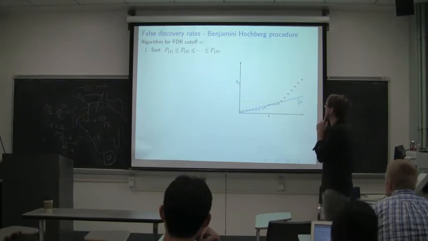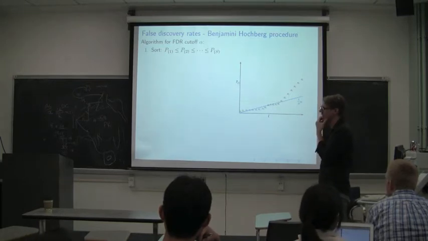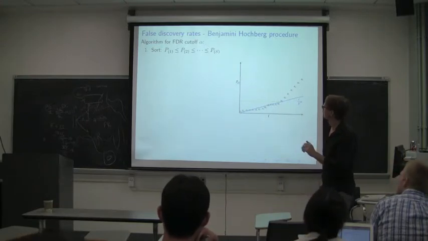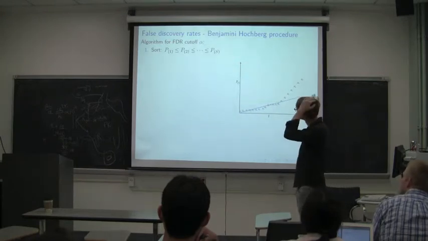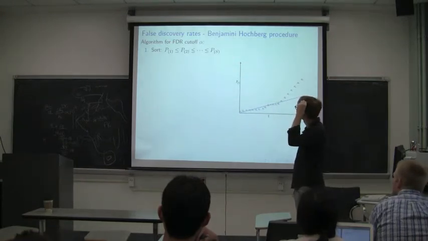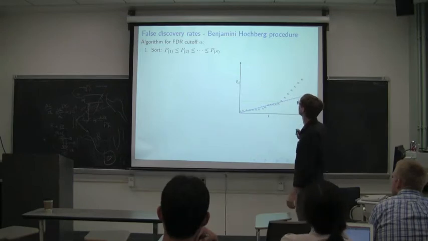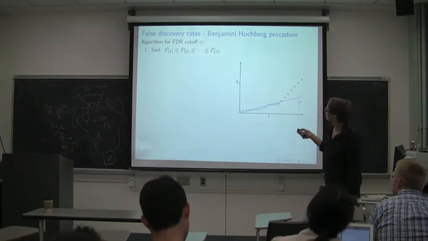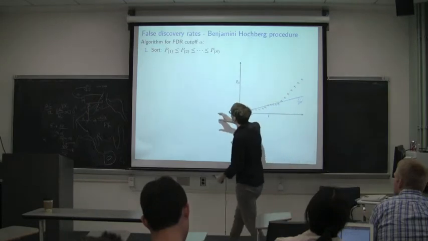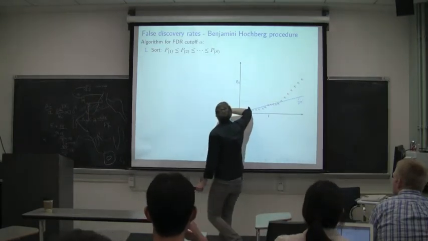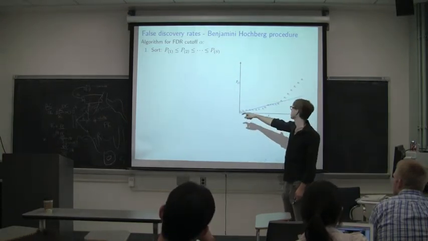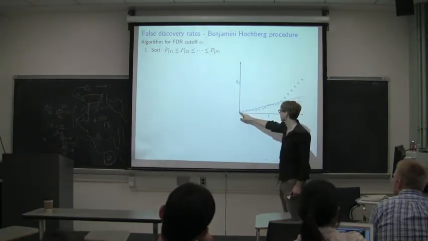Okay, so the Bonferroni correction was really easy, right? False discovery rates are a little bit tricky to bound. But there's an algorithm, the so-called Benjamini-Hochberg procedure. So say we're given a cutoff alpha. The first thing that we do is we sort the p-values. If we start from the smallest p-value and go to the larger ones, then we will get something like that.